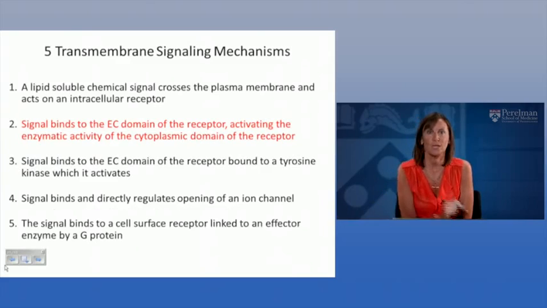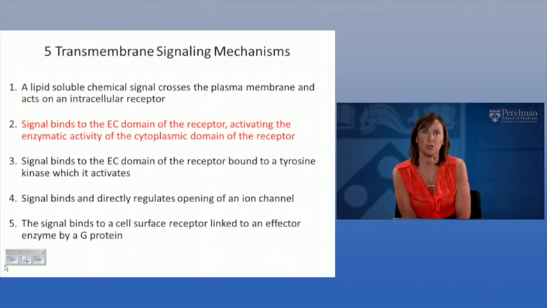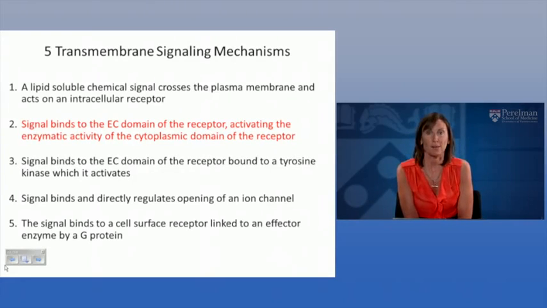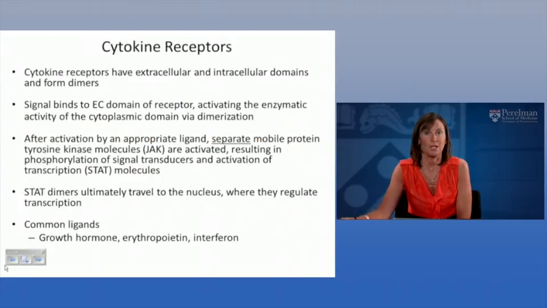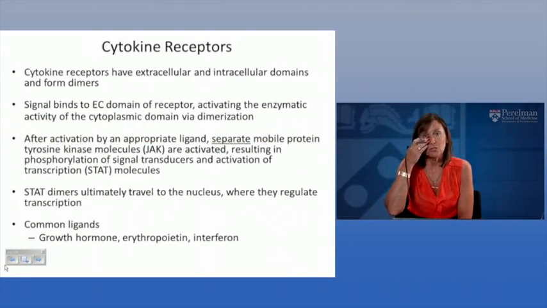The second receptor that we're going to discuss is where the signal, the agonist, binds to an extracellular domain of the receptor, activating the enzymatic activity of the cytoplasmic domain of the receptor. So the example that we're going to use here are cytokine receptors. The structure of cytokine receptors, and I'll show you a picture in a moment, is such that they have an extracellular and an intracellular domain. They span the cell membrane.